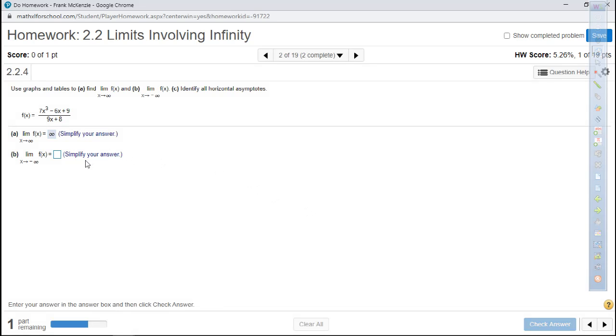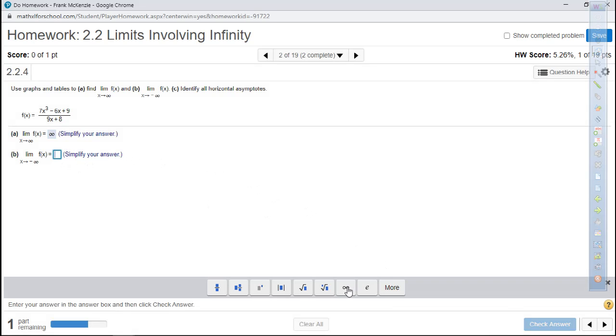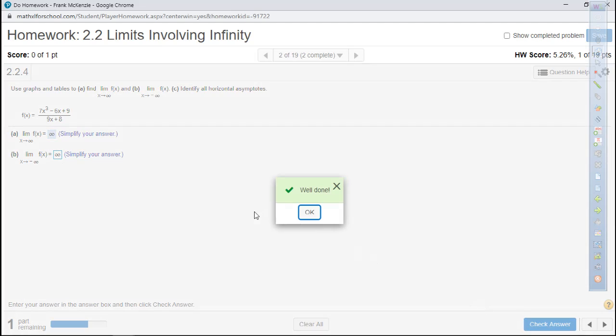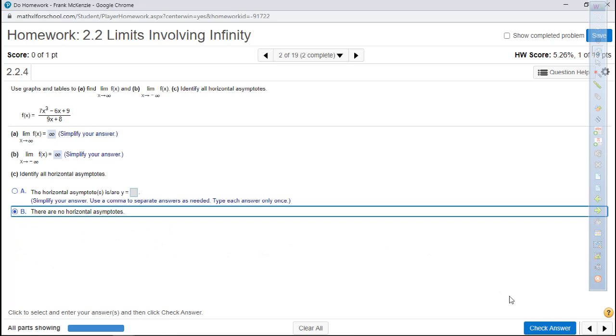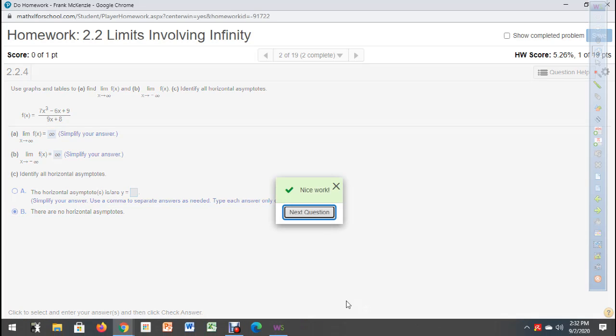Good job. And here is also going to be infinity. Well done. And then our horizontal asymptotes. Well, remember, a horizontal asymptote is what value the function's approaching as you get further and further out to the left and the right with the function. Well, if it goes to infinity when you get further to the right and approaches infinity when you go further to the left, there is not a certain value that it's approaching, is there? So that means there are no horizontal asymptotes.